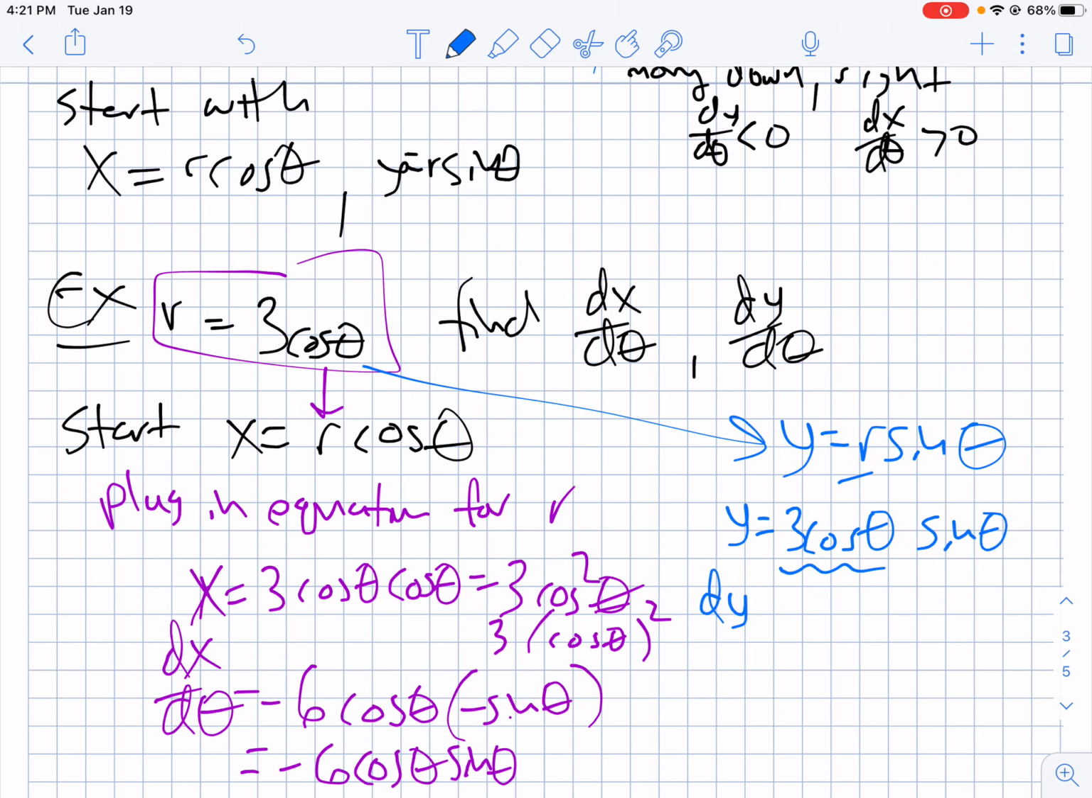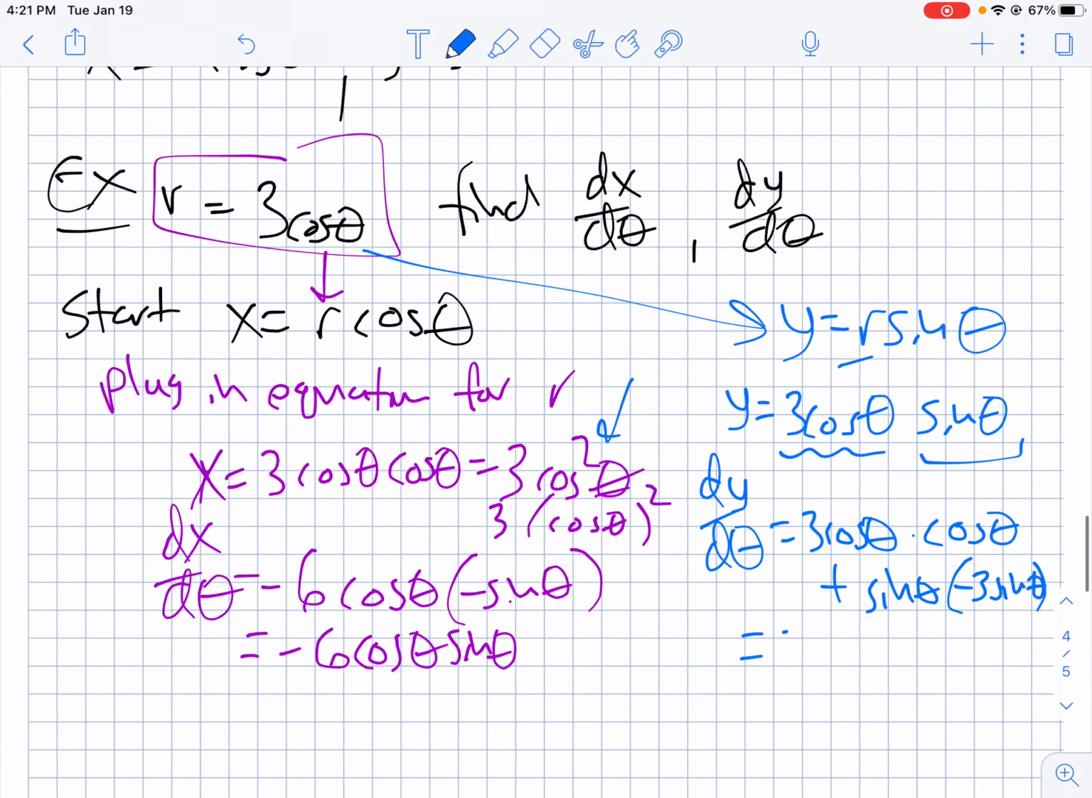And then when I take the derivative here, I just have to use the product rule. I used the chain rule on the dx, now I use the product rule. So that's 3 cosine theta times the derivative of sine theta, which is cosine theta, plus the second, sine theta, times negative 3 sine theta. If you want to be a good little boy, you can write this as 3 cosine squared theta minus 3 sine squared theta, or like 3 cosine 2 theta, or however you want to write it. This is fine. Okay, so that's how you take the dx d theta and the dy d theta.